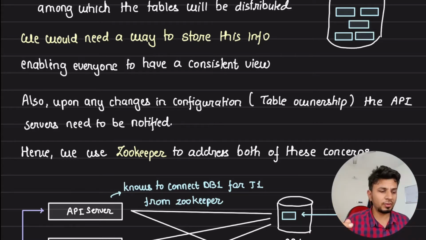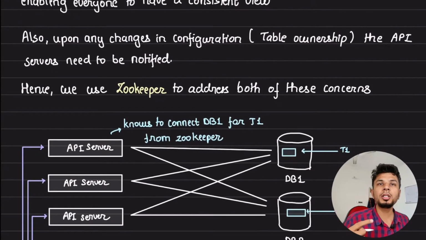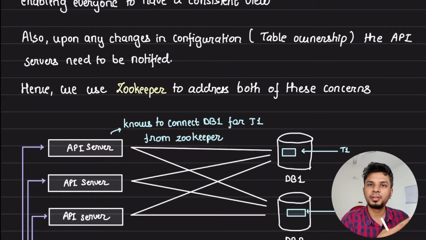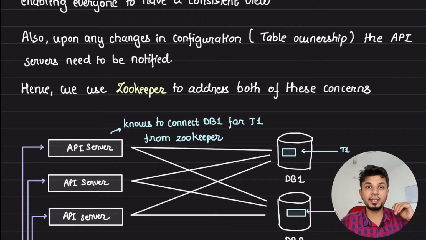And once it is changed, what we would want is, we would want this information to be reactively sent to all API servers. Which means that otherwise what would happen is, you have changed the configuration, which means your table has moved from one database to another database. But what if your API server doesn't know about it? If API server doesn't know about this movement, it would continue to connect to the old database server, which is wrong. So that is where we would want this information to be reactively sent to API servers.